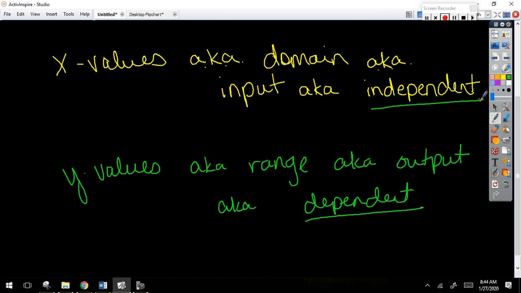Okay? The y value depends on what x is before it determines its value. Does that make sense to you? Let me set you up a problem, and I want you to tell me the independent variable and the dependent variable.